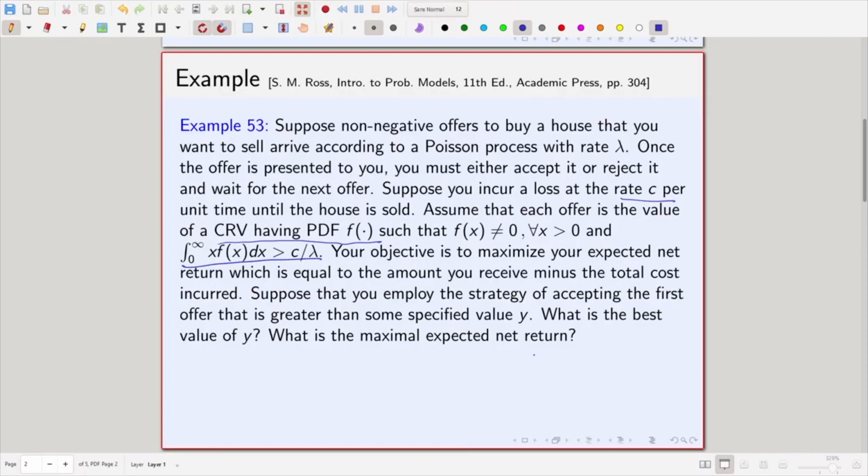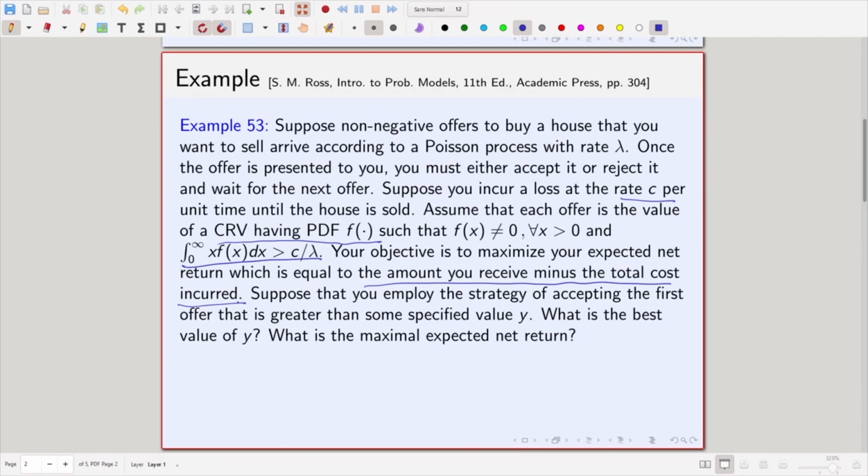So, what is the optimal value of y? Optimal in what sense? Such that you get the maximal expected net return, where the net return is the amount you receive minus the total cost incurred. So, you are trying to maximize your net return. Fine. Since everything here is random, you are basically trying to maximize your expected net return. So, for what value of y will that be maximized?